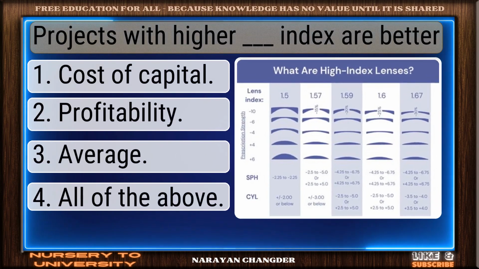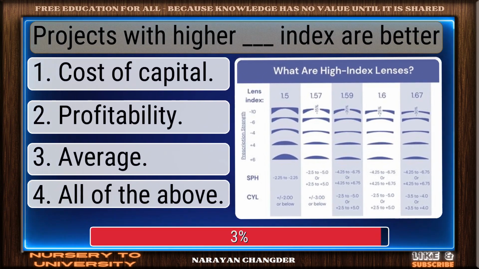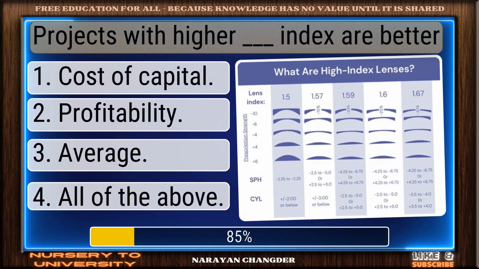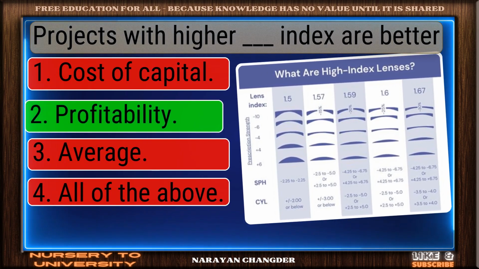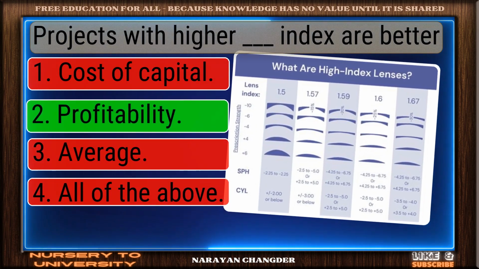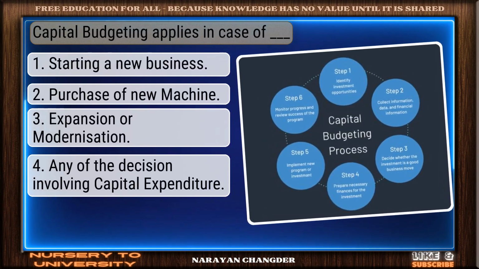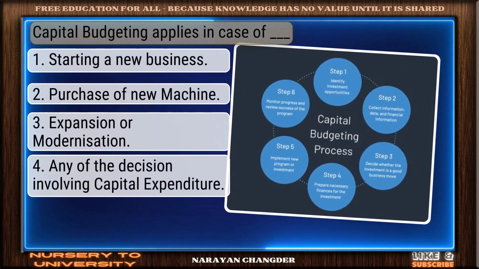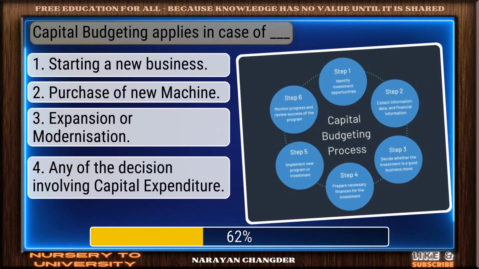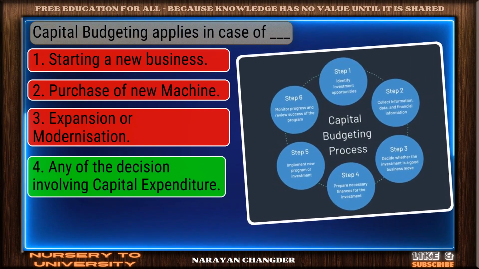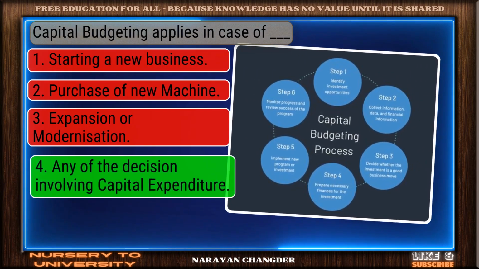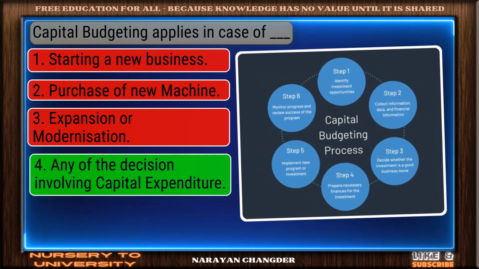Projects with higher dash index are better. Nice selection. Profitability is the correct and valid answer. Capital budgeting applies in case of dash. Well reasoned. Any of the decision involving capital expenditure is the correct choice.